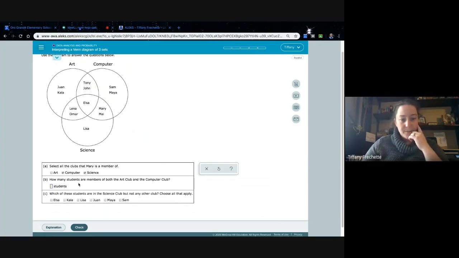And how many students are members of both the art club and the computer club? It doesn't say or, they have to be both art and computer. So here's art on the top, here's computer on the other side on the top. We want them to be both art and computer. So this is where only those 2 bubbles overlap. We don't want to go down here because this would include science. They only want art and computer, so we have 2.